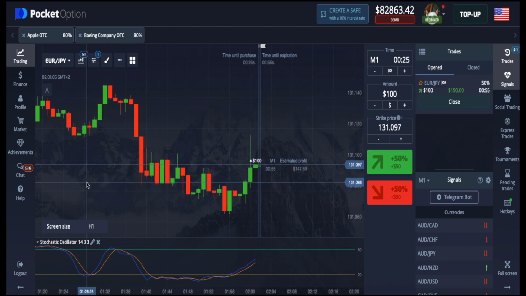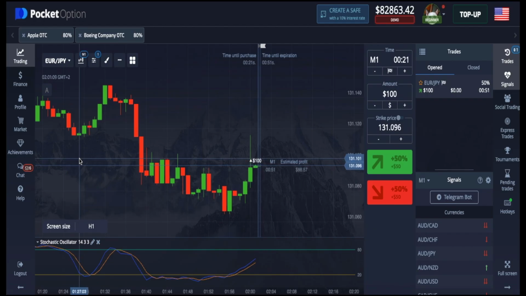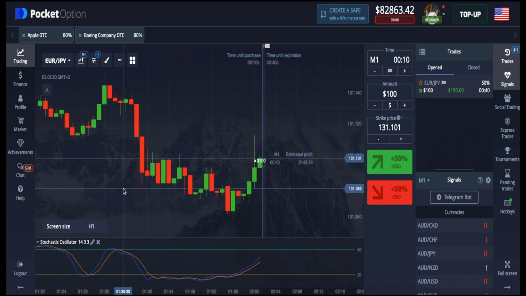Okay, I'm going to make sure everything is lined up, and we're going to take a sample trade to see whether or not these signals are pretty good. I've used them before. Sometimes they hit, sometimes they don't. But either way, let's see what happens.